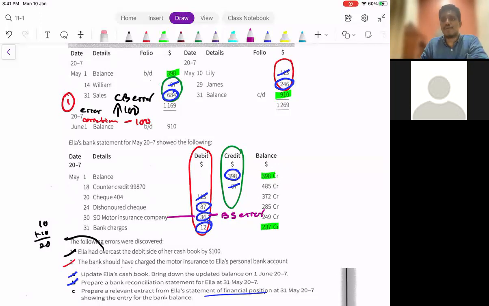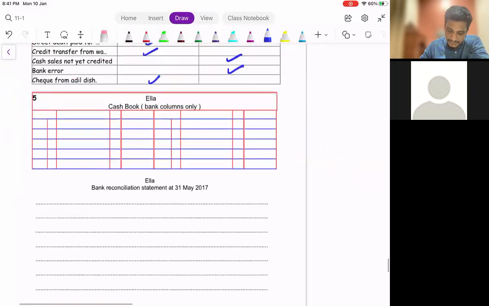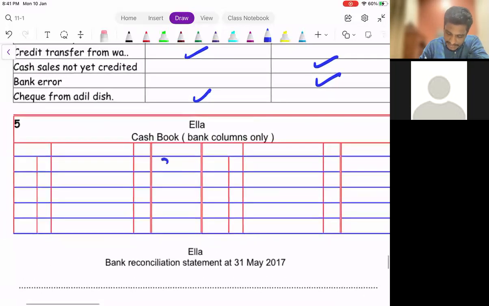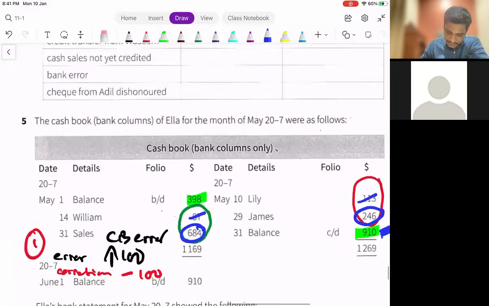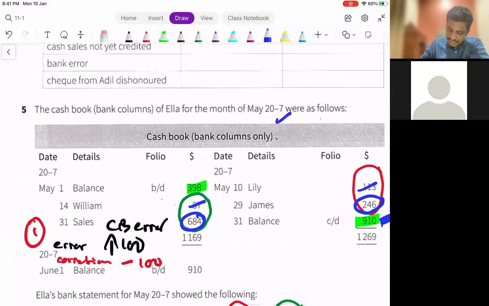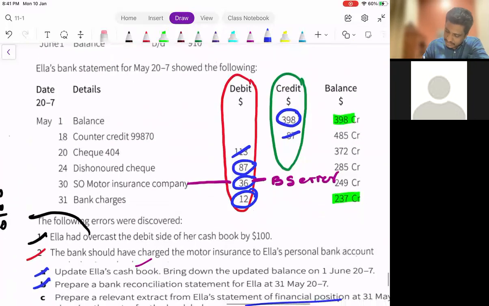So now we are done. Now I want to do the updated cash book. To do the updated cash book, we'll start with the balance CD. The balance CD here will become balance BD in my updated cash book. So the credit balance CD here, I go here and write 910. That's my balance BD. And then the date. What is the date? 2017. And then they ask you to prepare the bank reconciliation on the 31st May.